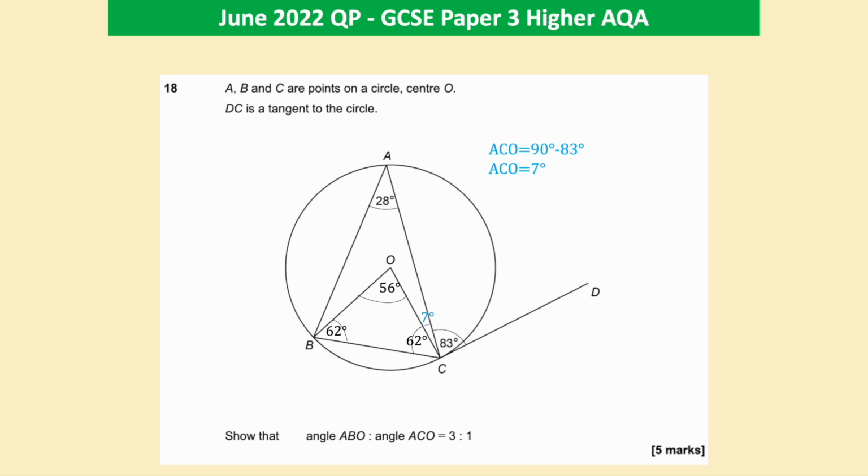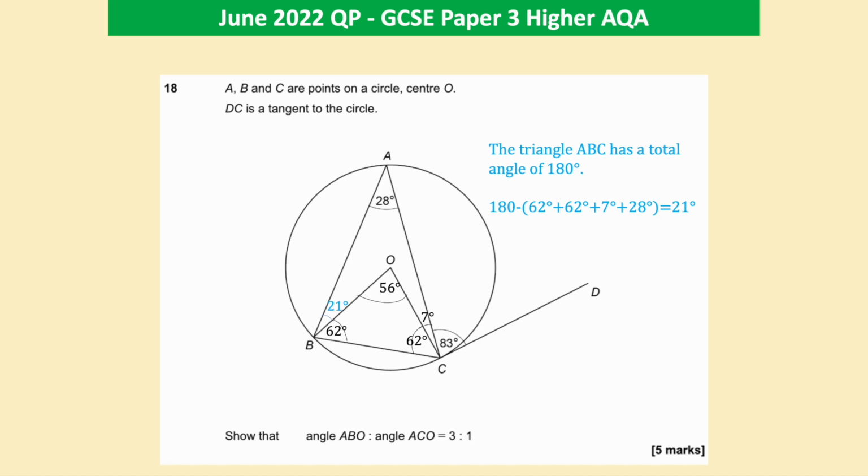Now to work out the final angle ABO, we need to look at the whole triangle ABC. And the total angle of the triangle is 180 degrees. So 180 degrees minus 28, minus 62, minus 7, and minus 62, it leaves us with the missing angle, which is 21 degrees. And so the angle ABO is 21 degrees, and in terms of our ratio, ABO is 3.